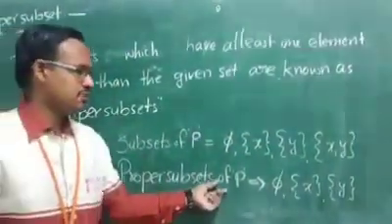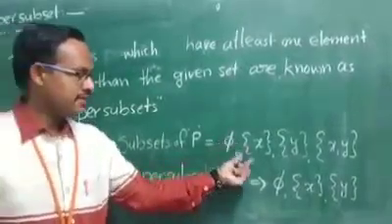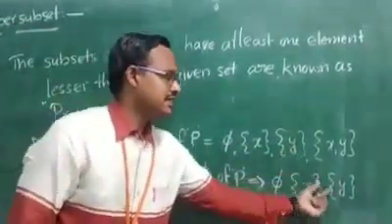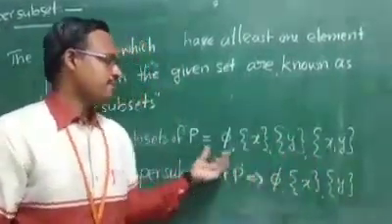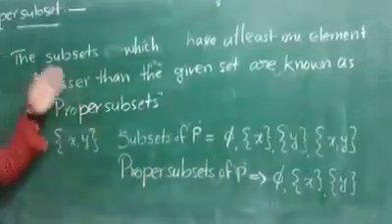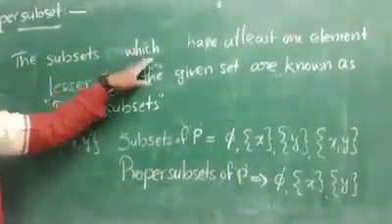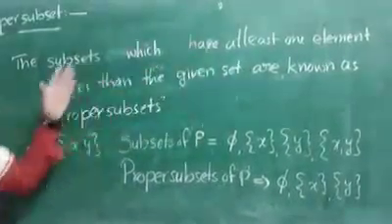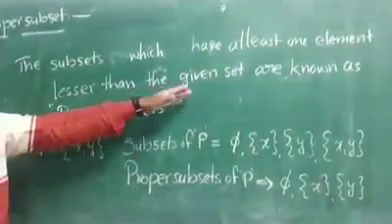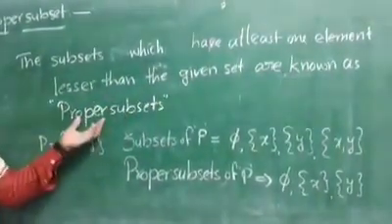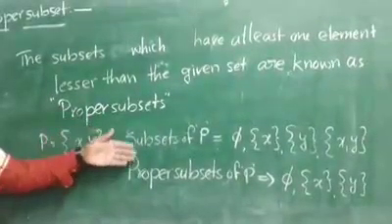Here the proper subsets of a set are the empty set, the set of x, the set of y. So this is a proper subset. So proper subset means the sets which have at least one element fewer than the given set are known as proper subsets. So I hope you understood the example.